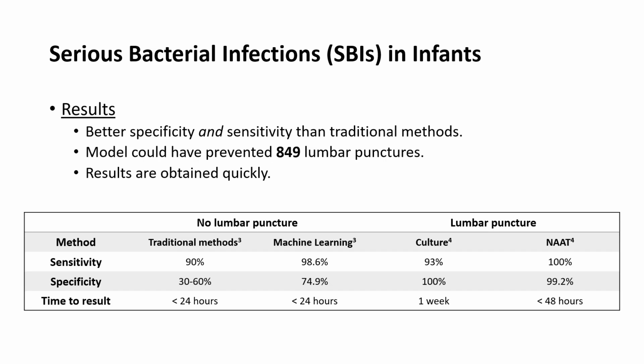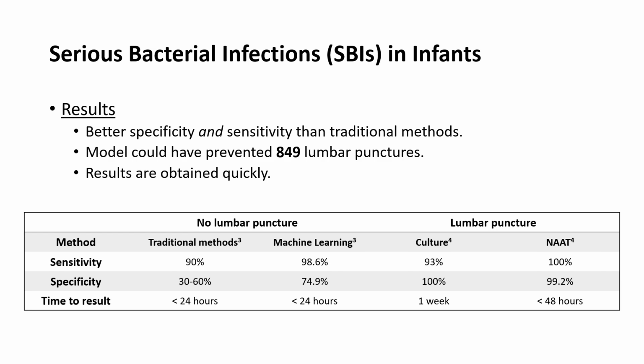So using data from 1,470 patients, the researchers were able to train a model that had better specificity and sensitivity than traditional methods of diagnosis that don't involve a lumbar puncture. Researchers noted that the increased specificity could have prevented 849 lumbar punctures that were performed on false positive patients. Furthermore, these results could be obtained just as quickly, if not quicker, than the results of traditional methods.